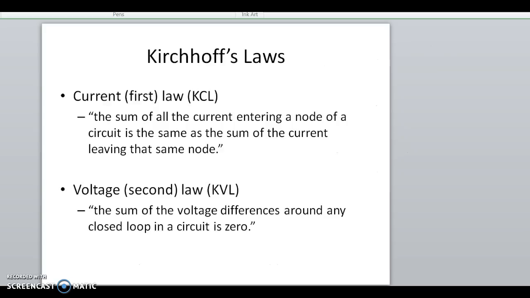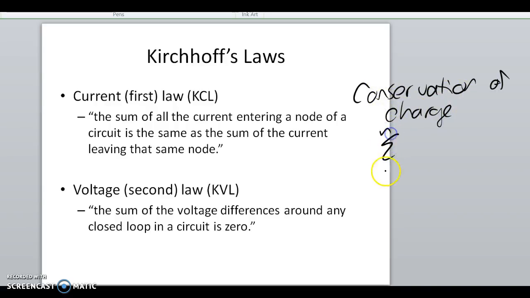Alright, now we have our laws of electronics. First we have Kirchhoff's first law, which is the current law, or KCL. This is where the sum of all the current entering a node of a circuit is the same as the sum of all the current leaving that same node. Also known as conservation of charge.